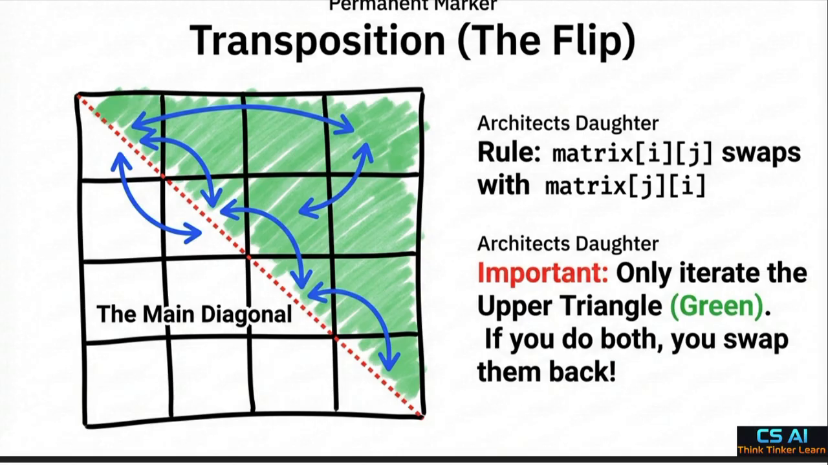You end up with the exact same matrix you started with. The rule is only iterate the upper triangle, which is the green area. By starting your inner loop at row plus 1, you ensure you only touch each pair once. You flip across the main diagonal, the red slashed line, and stop.